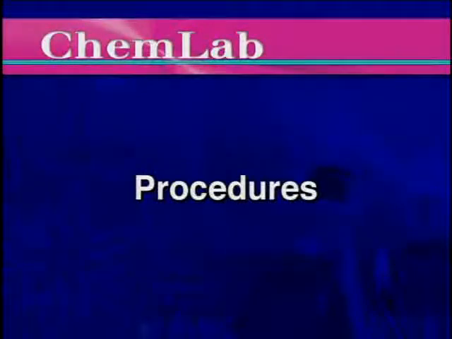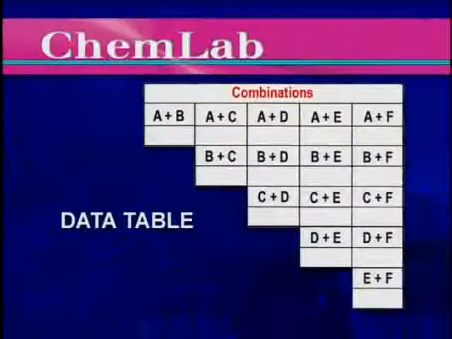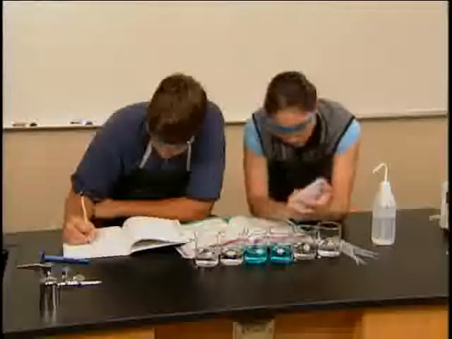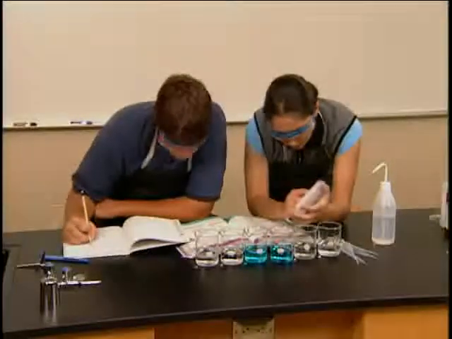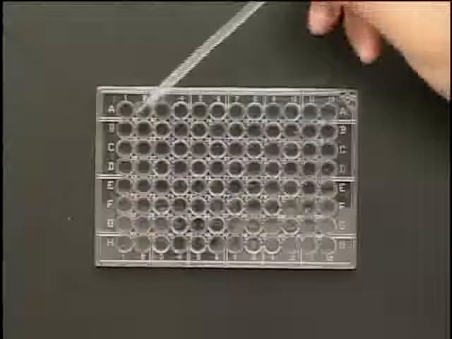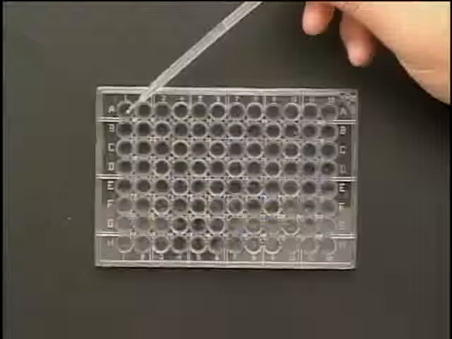Procedures. For this lab, please follow these procedures. 1. Enter the data and observation table in your chemistry journal. 2. Obtain a 96 well microplate. To produce all the combinations of solutions, you will be using only the 15 wells in the upper corner. 3.